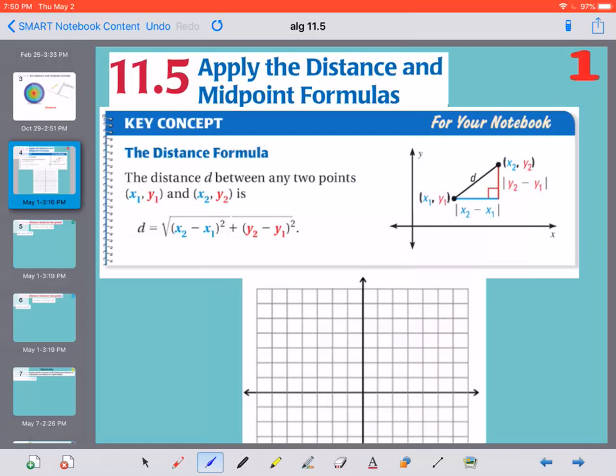Good morning, everyone. Welcome to our last lesson in Chapter 11. This is 11.5, and we are applying the distance and midpoint formulas.